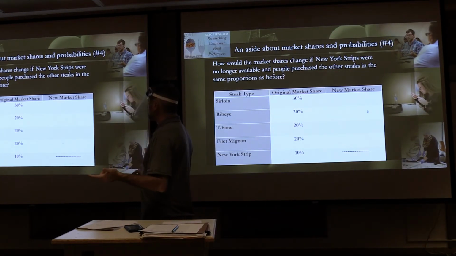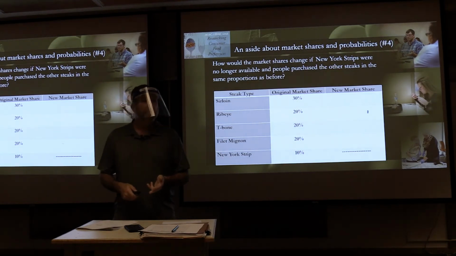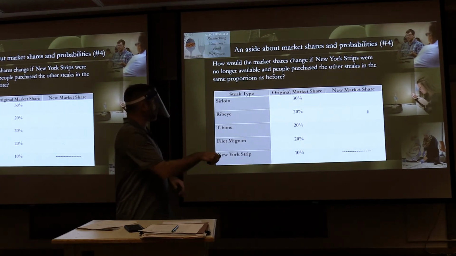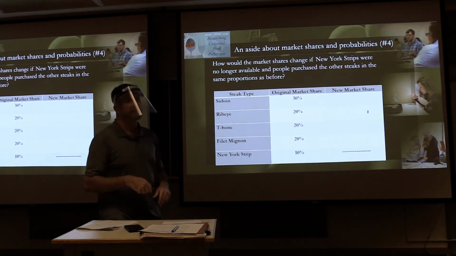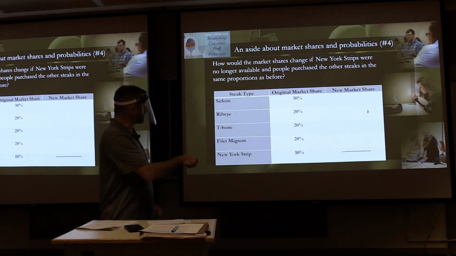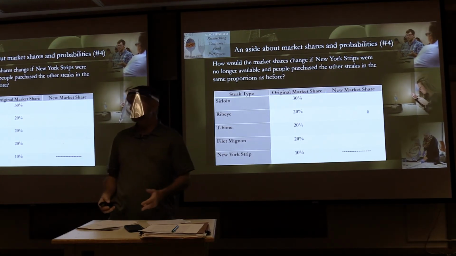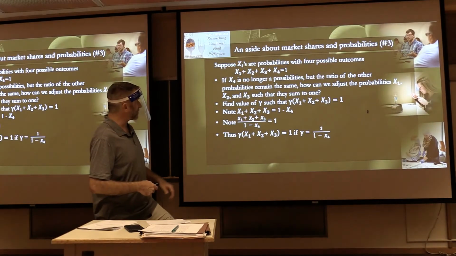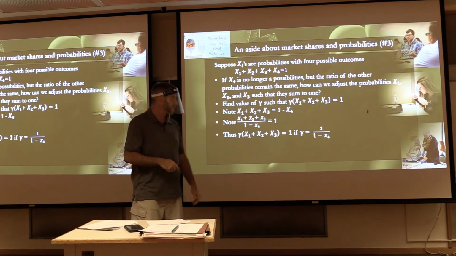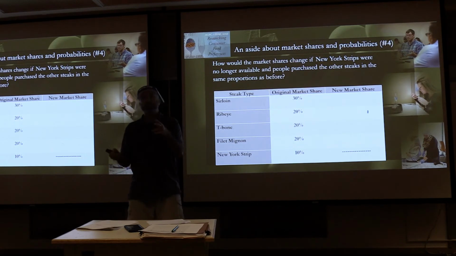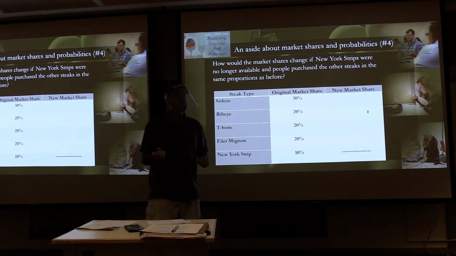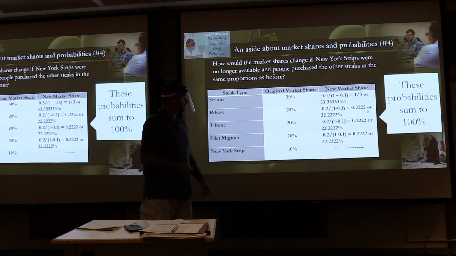But now we have a scenario where for some reason, New York strips were no longer available. So just like X4 was no longer available, now New York strips are no longer available. And so now we want new market shares for the sirloin, ribeye, T-bone, and filet mignon. And well, we just do that little trick. We want to multiply each of these probabilities by a gamma. In the other problem, we saw that gamma was 1 divided by 1 minus X4. What was X4? It's the probability of the fourth one being chosen. So we want to multiply each of these by 1 divided by 1 minus, any guesses? What's that? Yep, 0.1.